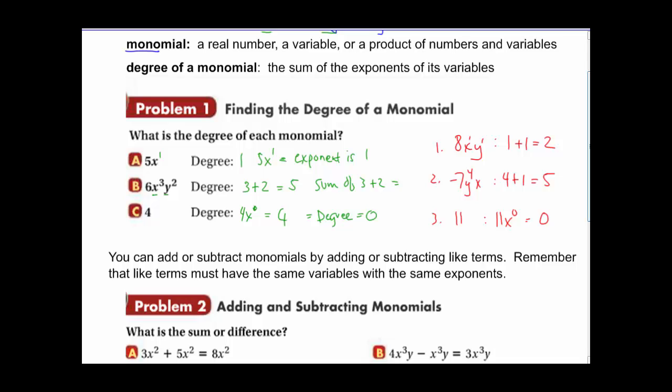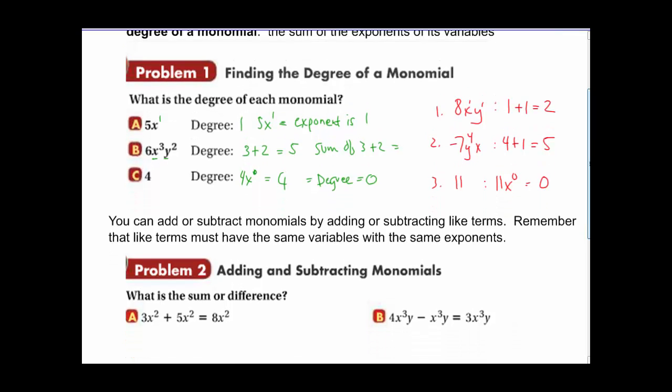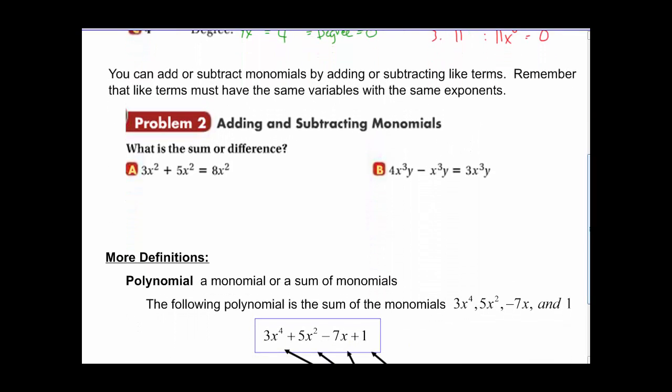Okay, we can add or subtract monomials by adding or subtracting like terms. Remember though, that the like terms must have the same variables with the same exponents. For example, a, if we're going to add the sum or difference. In order to add these two monomials together, we first look at the variables. This is an x squared and this is an x squared. Since they both have the same variables raised to the same power, we simply add the coefficients together, 3 plus 5, and then keep the x squared. So this is going to give us 8x squared.